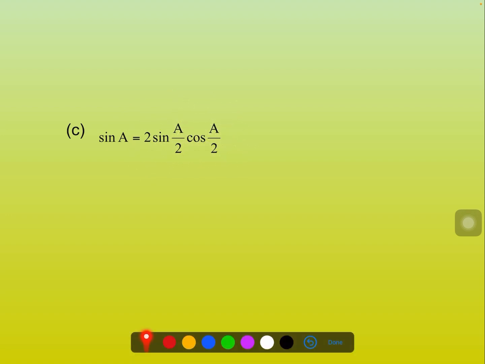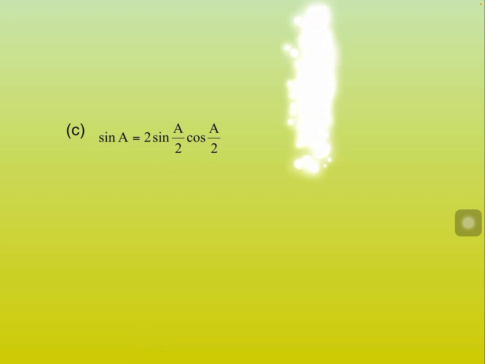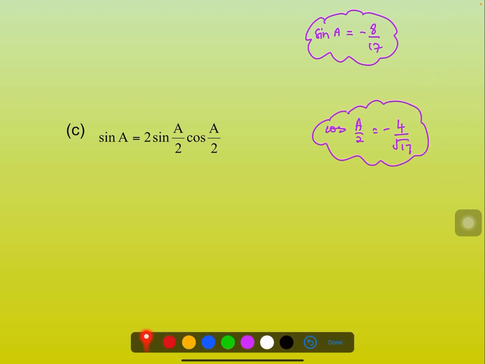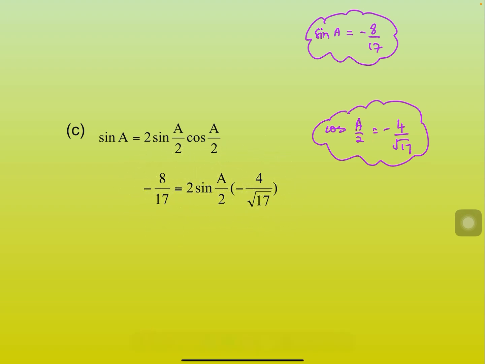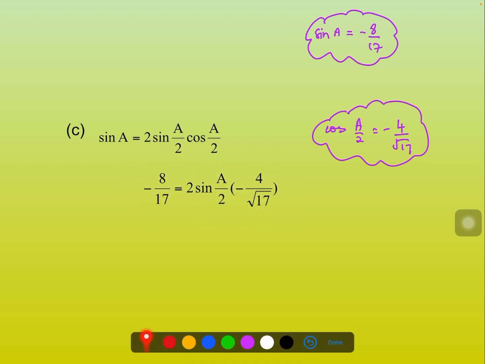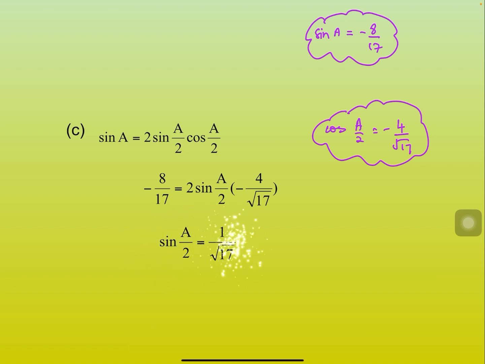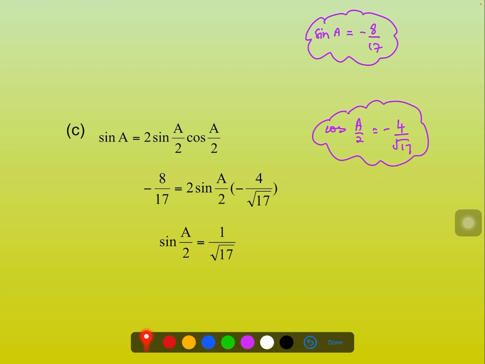For C, we have sine A equals 2 sine A over 2 cos A over 2. We substitute the two values, sine A over 2 and cos A over 2, into this equation, so we will have like this. And lastly, we are going to have sine A over 2.